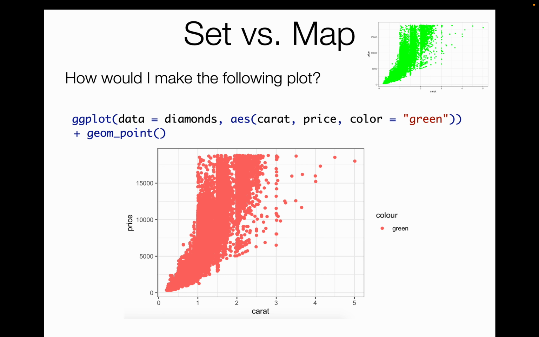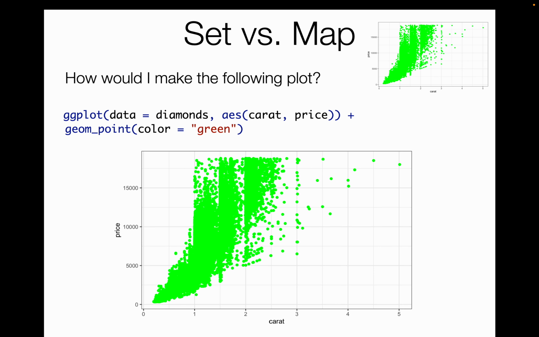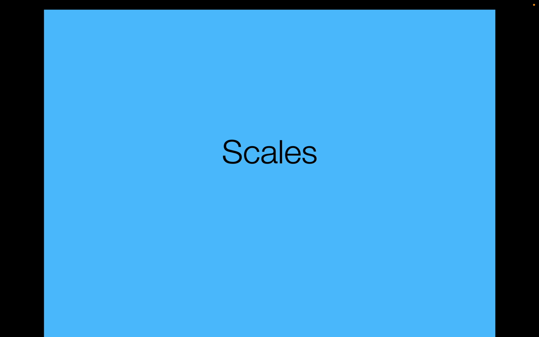And so if you move color outside, so I moved it to the geom_point call, outside of the aesthetics, I get what I want. Okay. Now, scales.